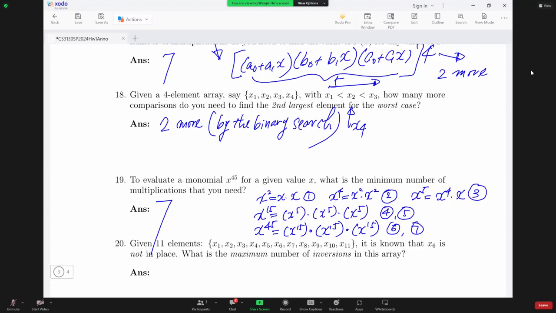So you can see how to take advantage of the specific structure. Is it closer to a power of 3 or closer to a power of 2? Here, 45 equals 5 times 9. 9 is a power of 3. So you should use repeated cubing more, because it contains 3 squared. Repeated cubing is better.